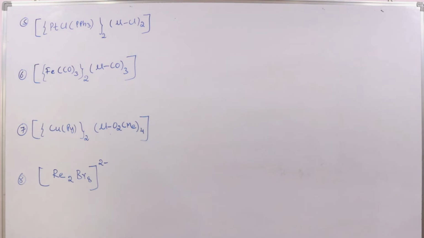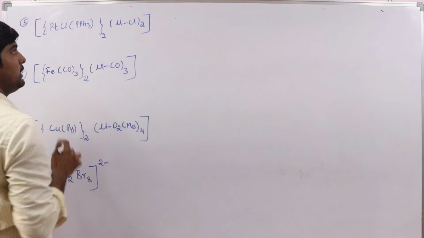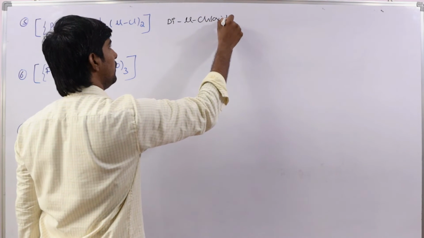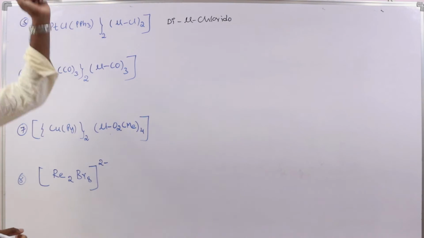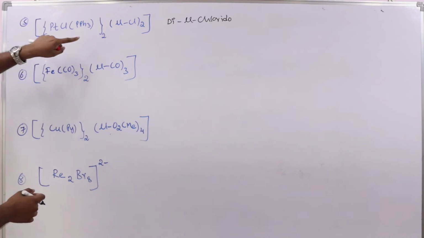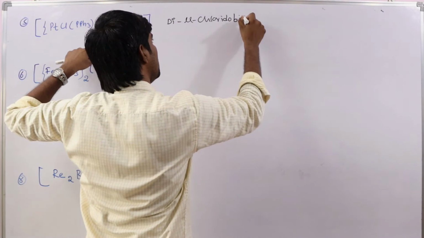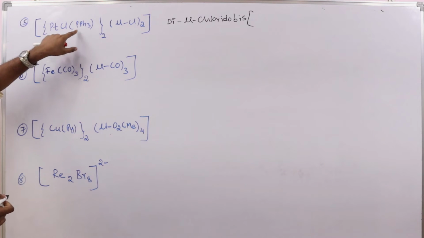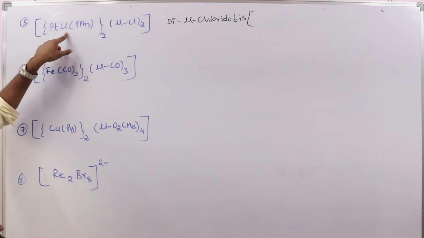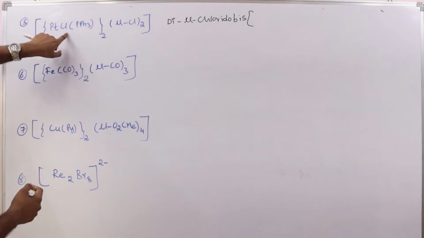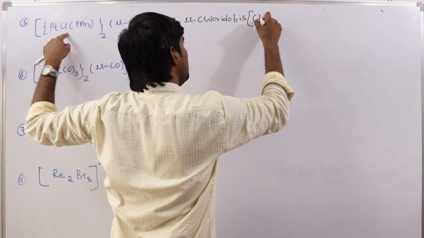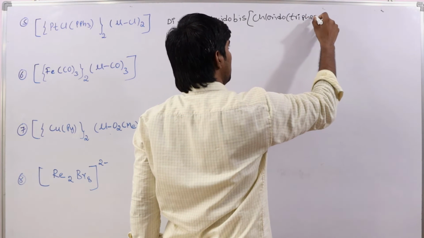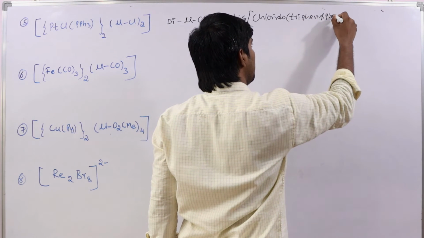Look at the first complex. This is the bridged ligand, so dimuclorido, the bridged ligand repeating 2 times. Here bis, because this unit is repeating 2 times. We have 2 different ligands, so we have to follow the alphabetical order rule. This will come first in the alphabetical order, so chlorido, triphenyl phosphine.